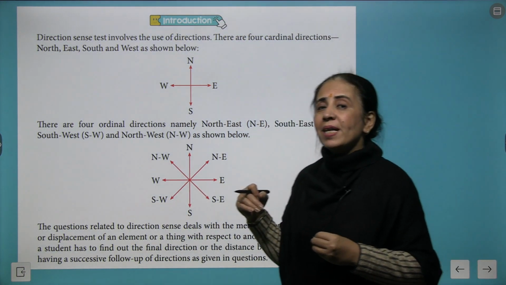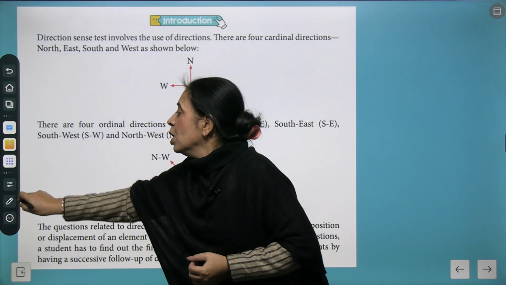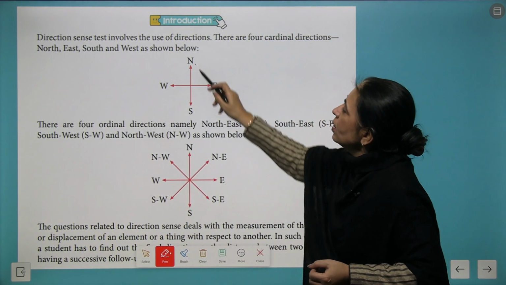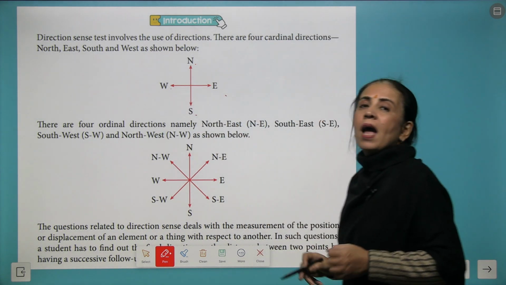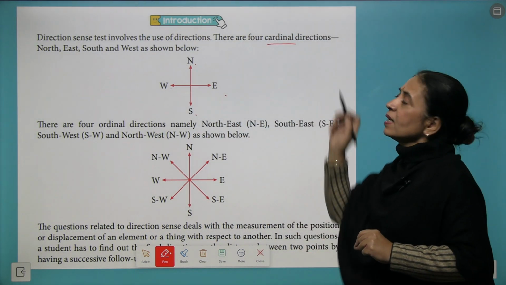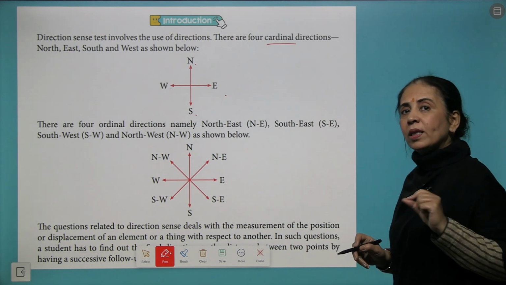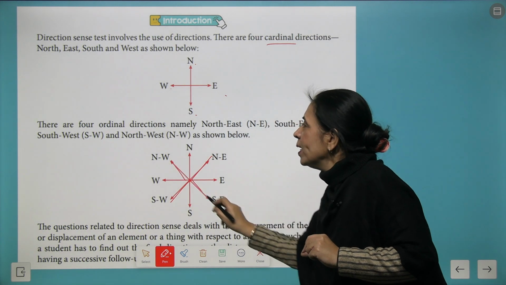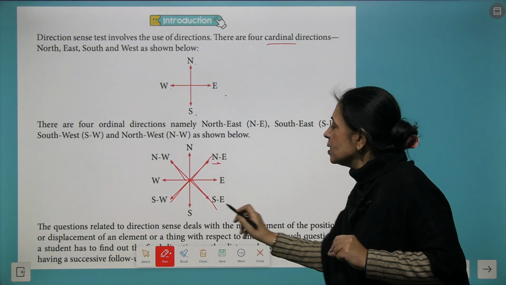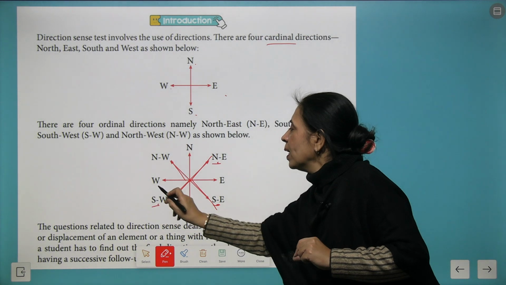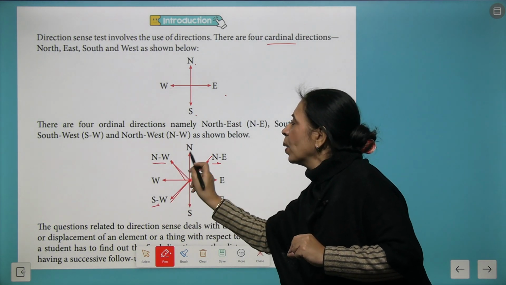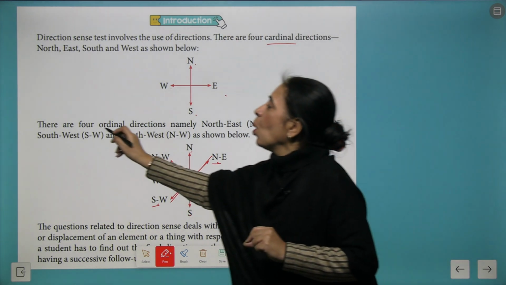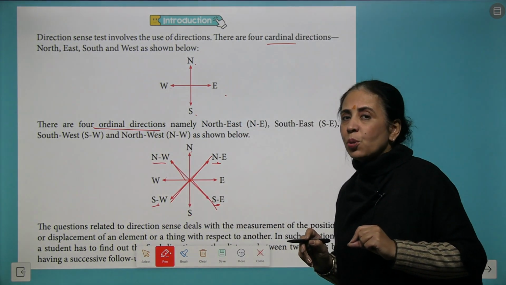Now we'll talk about the basic concepts of direction. So here we have 4 directions, that is north, south, east and west, and we call these as cardinal directions. Along with these 4 directions, we have 4 more directions which are northeast, southeast, this one is southwest and this one is northwest. And these 4 directions are called ordinal directions, right?